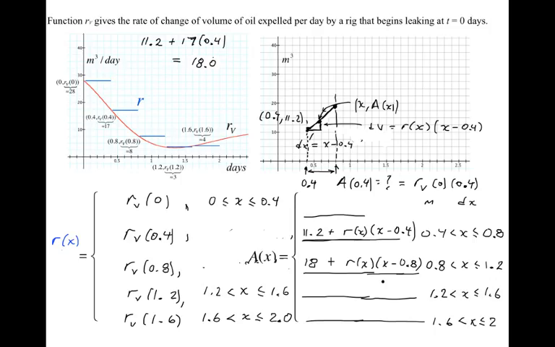You're starting at the beginning of the third moment, which is at 0.8. So x is going to go into that third moment. So the change in x would be x minus 0.8 times the rate, which would be r sub b of 0.8, plus what we've got so far, 18.